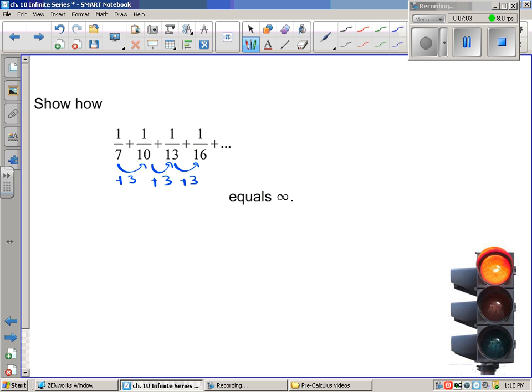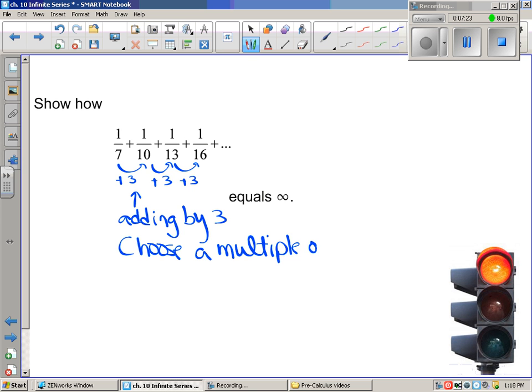Well, in essence, what we want to do is find a multiple of 3. Why 3? Because we're adding by 3, we want to choose a multiple of 3. Now you might think, okay, well then let's do 1/3. The problem with using 1/3 is 1/3 is bigger than 1/7. So what we want to do is choose a multiple of 3 that is less than 7. Because the 7 is what's here in the bottom, so that I can compare.